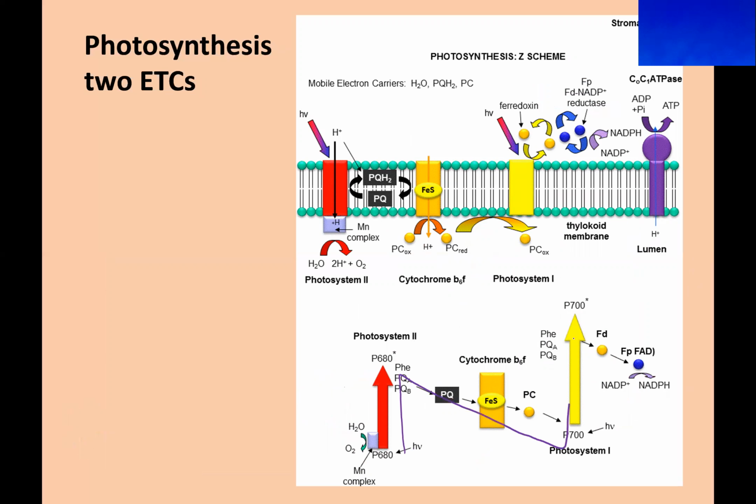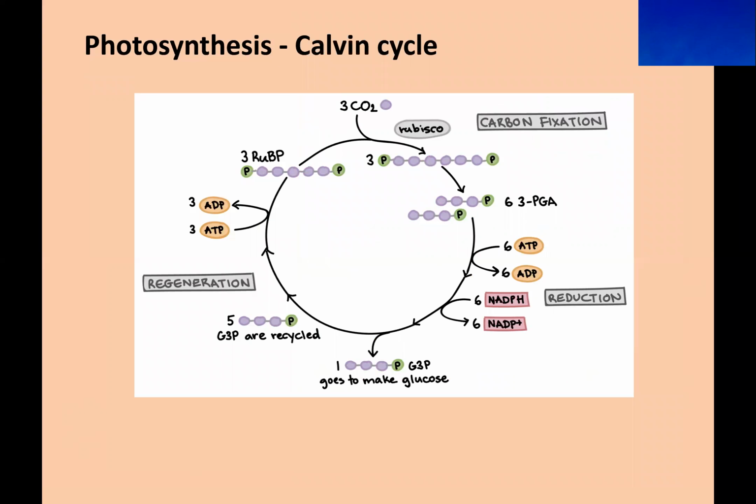This Z scheme reminds you that there's 2 electron transport chains in the light reactions. One is to make ATP, and one is to make NADPH, the electron carrier. Those are made in the stroma, and then they feed in. So here's ATP, here's NADPH. They feed the Calvin cycle. And so the key to the Calvin cycle is here's where your carbon dioxide comes in. And this is all happening in the stroma of the chloroplast.